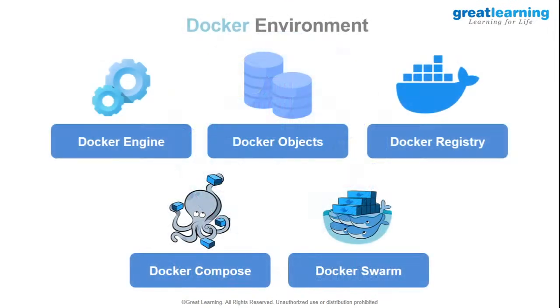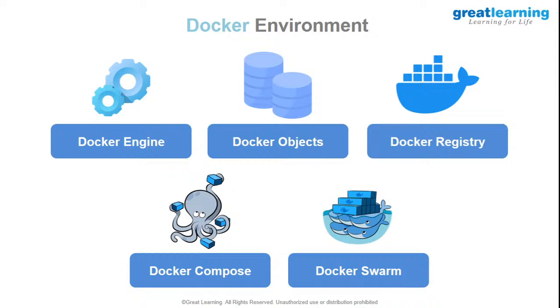So again, a revision of what is there in the Docker environment. You have the Docker engine, you have the Docker objects, Docker registry, Docker Compose, and Docker Swarm. So Docker engine is basically the engine of the whole process, the whole tool, where it does everything. It basically creates all the objects, it manages all the processes. Any request that you give to the engine, it will process it and give you a valid output.